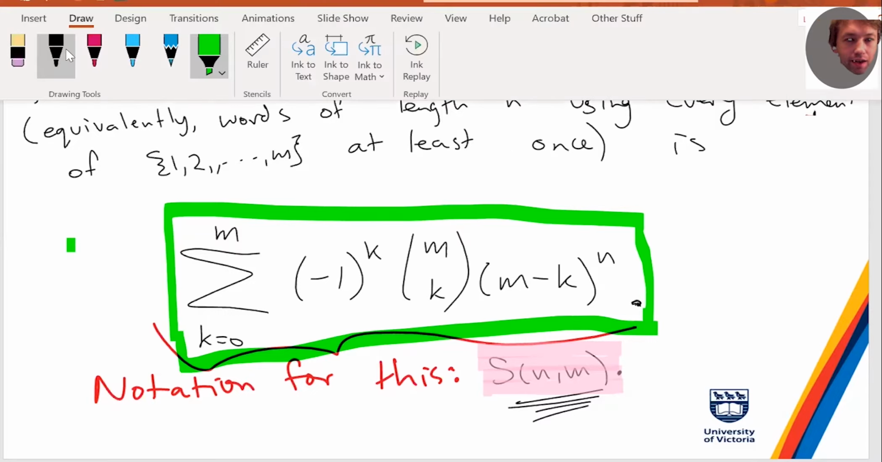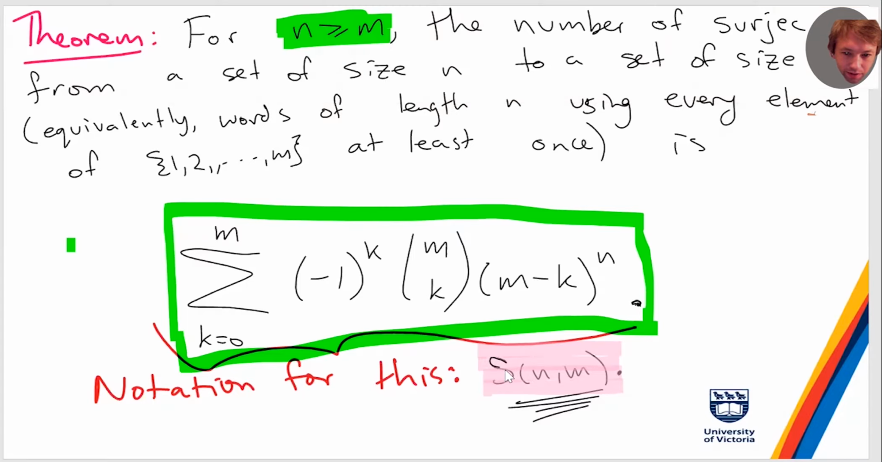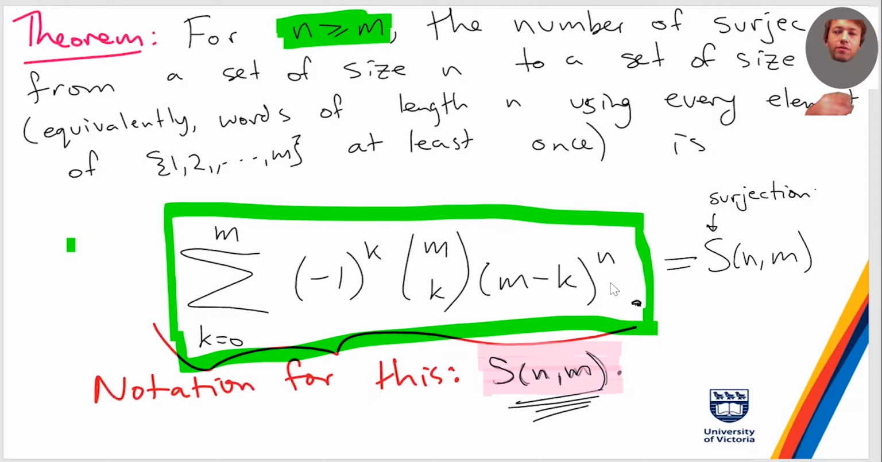And if you see this notation anywhere, like in the textbook, there's this notation S(n, m). So S(n, m) is equal to this value. The reason for S is that this is counting surjections. Or actually, there might be another reason. Some people call these Stirling numbers, so maybe the S is for Stirling. But for the purposes of this course, we can assume the S is for surjection if we want, but it might not be.